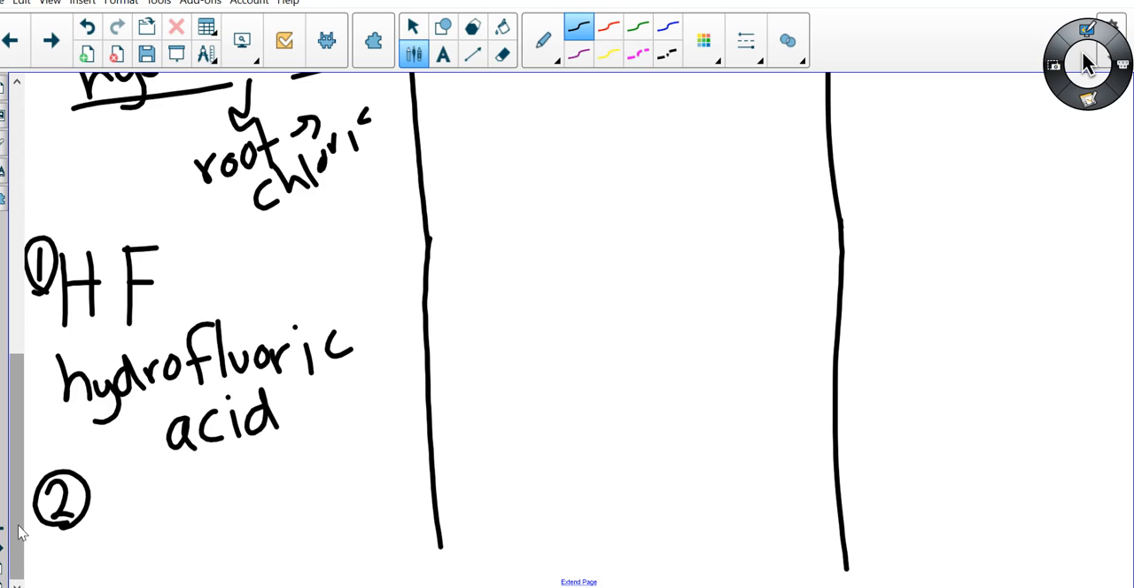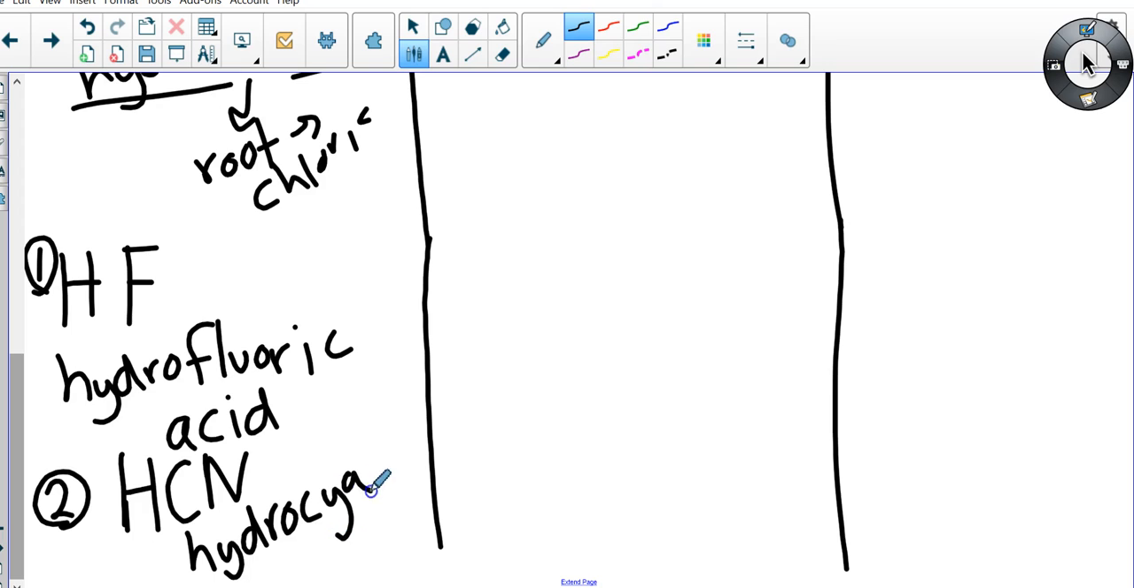All right, so here's another one. HCN. Do you recognize CN? It is cyanide. Does that end in "ide"? Yes, it does. So it's going to be hydrocyanic acid. So it's hydro, cyanic. The root of cyanide is cyan. Acid.